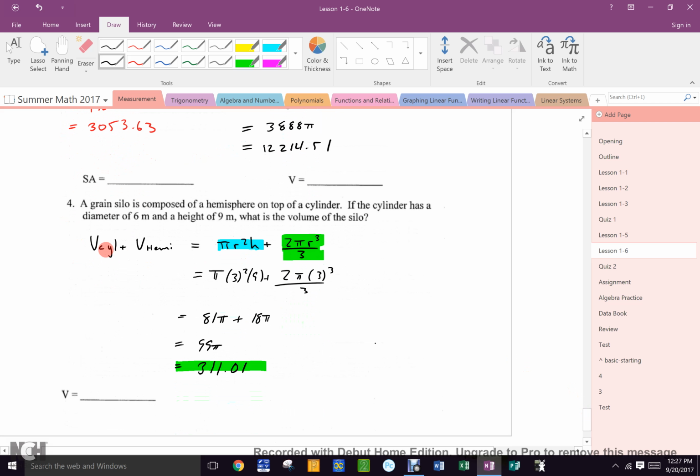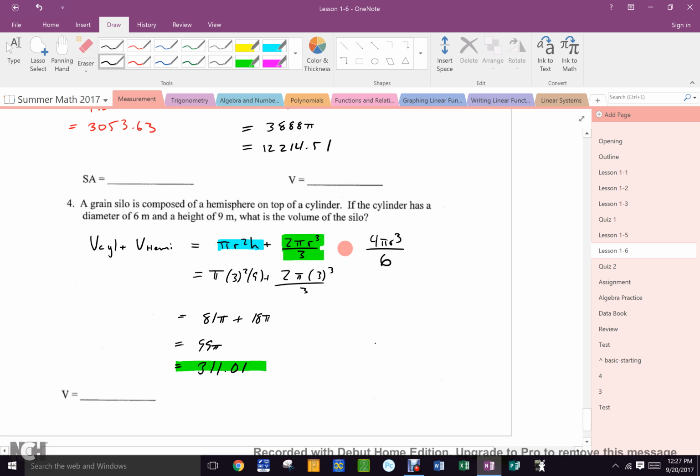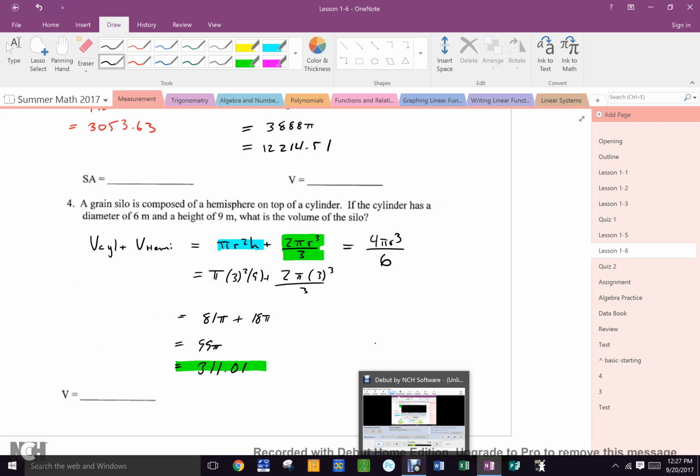And this one, it's the volume of a cylinder plus the volume of a hemisphere. Cylinder, hemisphere. Remember, 2 over 3 pi r cubed is the same as 4 pi r cubed over 6. They're the same thing. Okay? Now, I'm going to pause now, and then when I go over the first couple of questions on the gummy bear thing, we'll record them too.